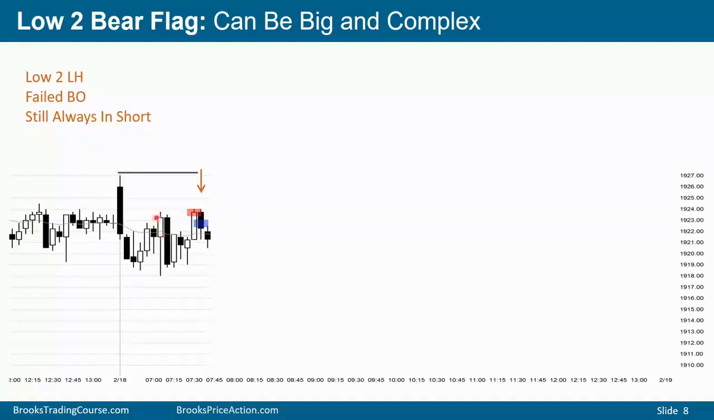If you want, you can think of it as a double top bear flag. Whenever you have a double top, I always think of it as a low 2. Here's a low 1, here's a low 2. But a fairly prominent tail, middle of a tight trading range, not a great short. However, we're still always in short.